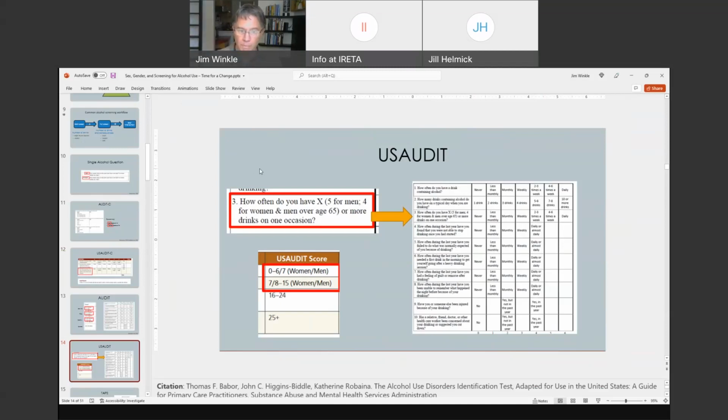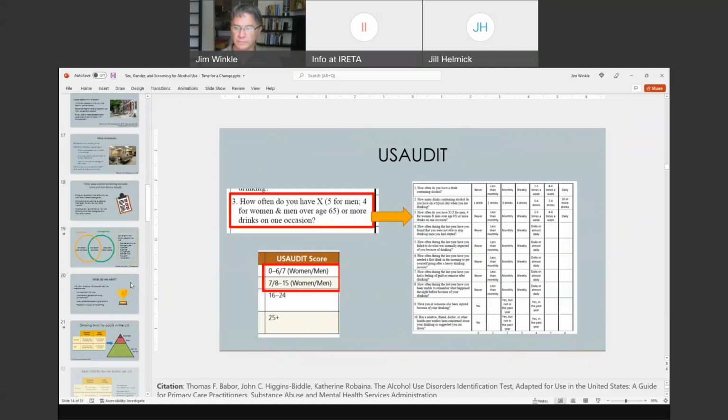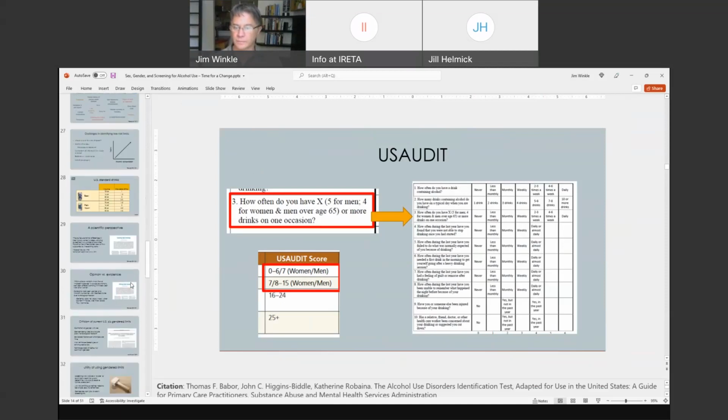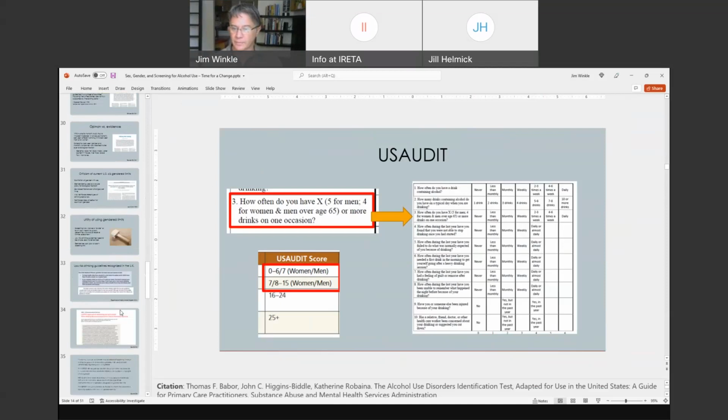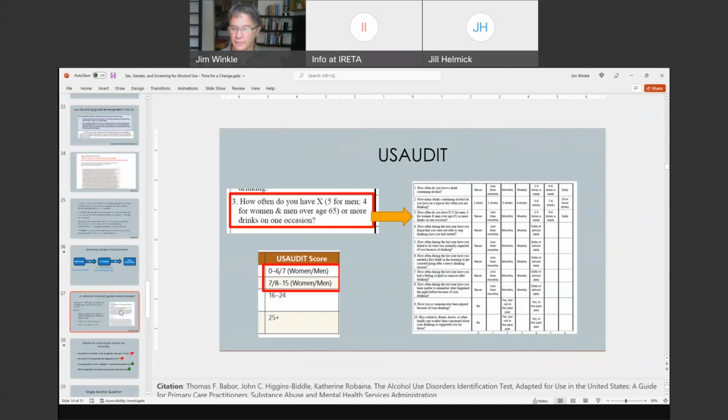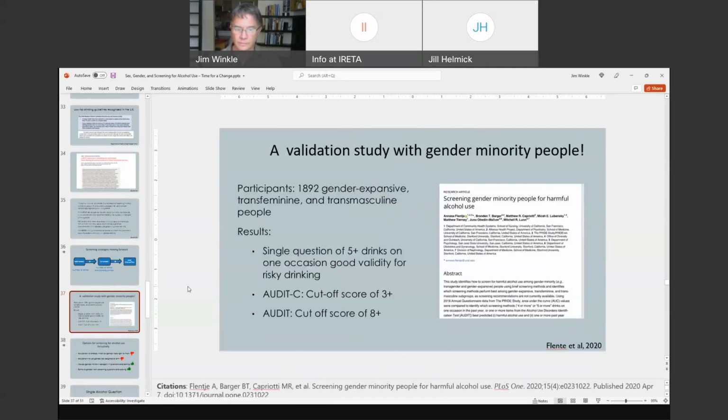We have a few more. Why was your recommended threshold for non-binary trans patients 5 or more drinks per day for the single alcohol question, the same as for cis men, but the threshold for the audit was the same as for cis women? Oh yeah, right. Because this study for the single question had strong evidence for just this one question, with a cutoff of 5 having good validity for this population. That's what they recommend using.